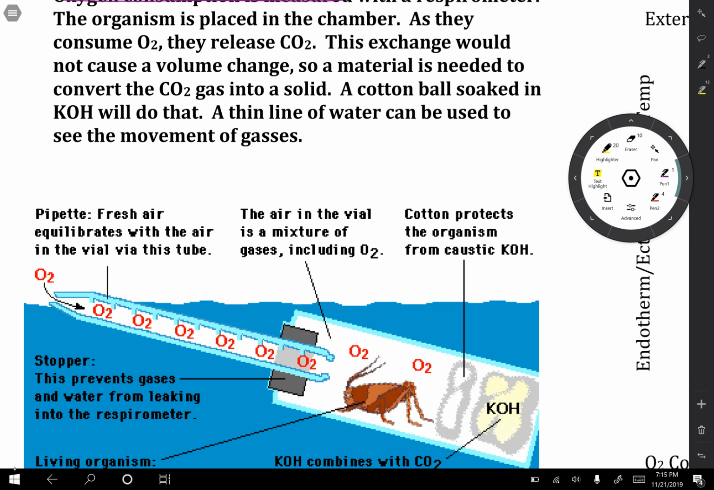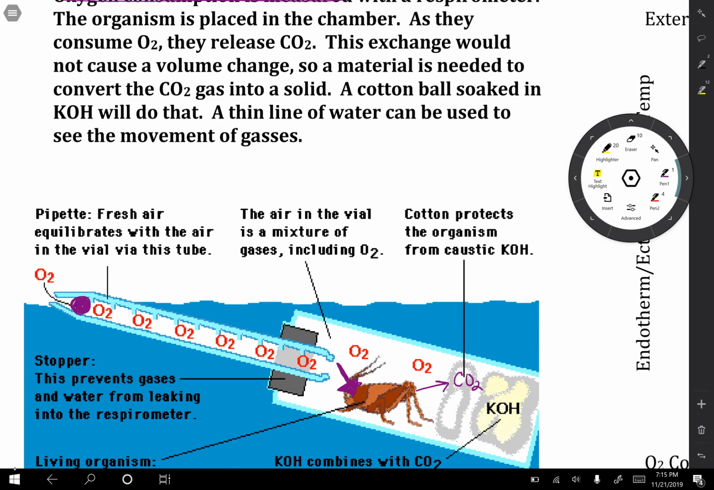And what we did in this lab is we put a drop of water right there. Now, since that drop of water is there, it blocks the intake. So this cricket here is going to take in oxygen like that, and you could put anything in there. You could put a mouse in there, a cricket, whatever. And it's going to release CO2. Now, if it takes in oxygen and releases CO2, the volume of air inside of that chamber is not going to change.